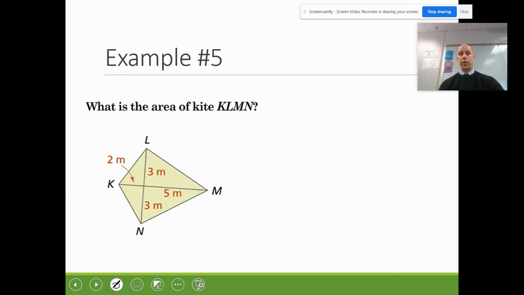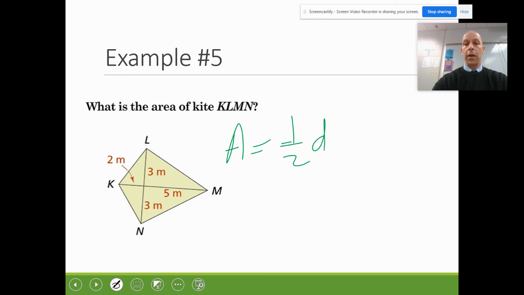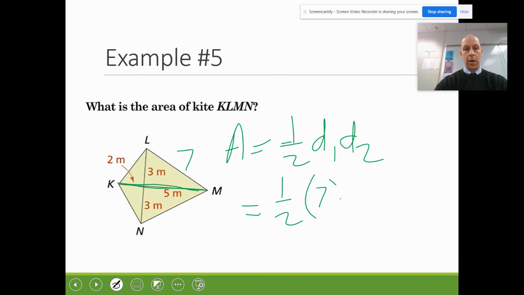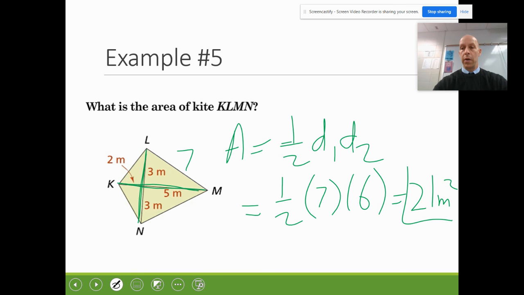So here we're going to try to find the area of this kite. So area is equal to 1/2 diagonal 1 times diagonal 2. So that would be 1/2 times, now this diagonal here is 7, and this diagonal here is 6. So when we multiply those together, we'll get 21 meters squared.